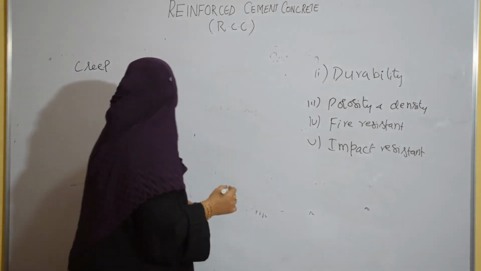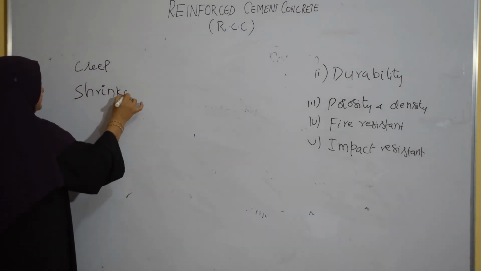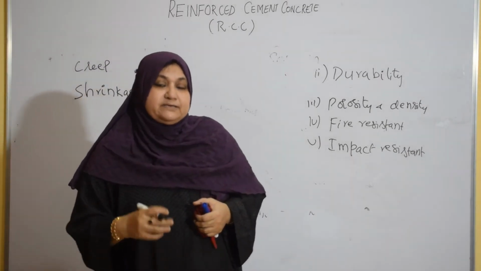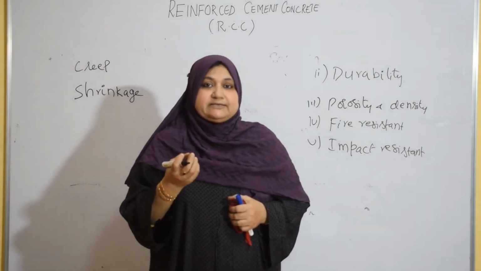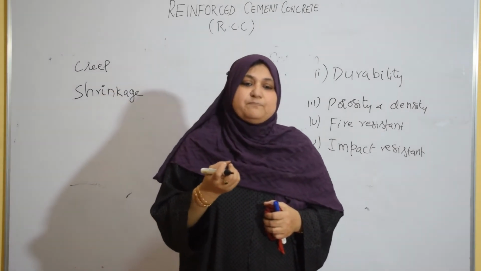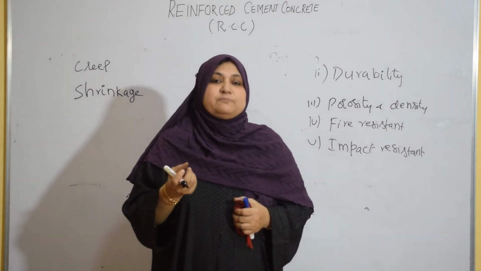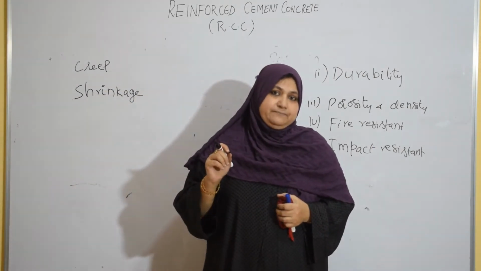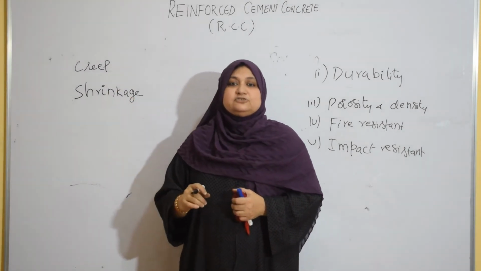Another property is shrinkage. These are all hardened concrete properties. Shrinkage is the property of decreasing in size, diminishing in volume. With time there will be shrinkage, a reduction in the volume. The property of reducing in volume during the process of drying and hardening is termed shrinkage.